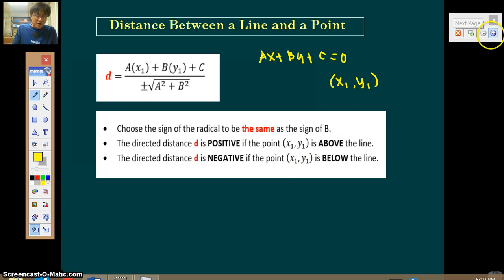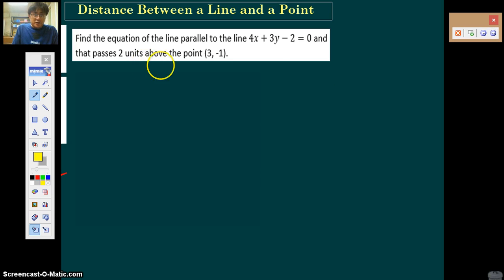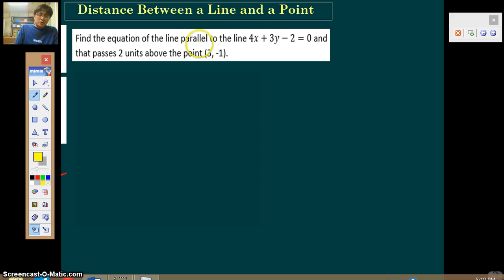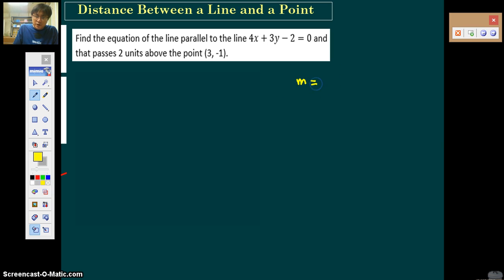Now let's answer some problems. Find the equation of the line parallel to the line 4x plus 3y minus 2 equals 0 and that passes 2 units above the point (3, -1). With the first condition, if our line is parallel to the given line 4x plus 3y minus 2 equals 0, then the line that we're looking for will have a slope of -4/3. Definitely, it belongs to the family of lines with the slope of -4/3, which is 4x plus 3y plus k equals 0. So we now have the general form of the line of the family.